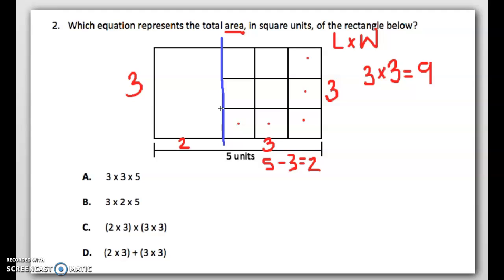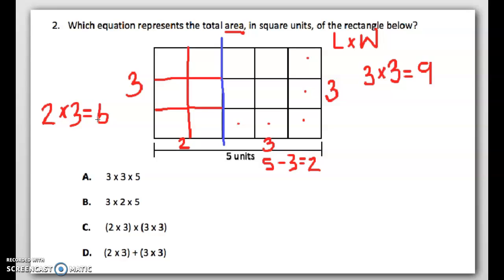Now, in order to make this a little easier to visualize, I'm just going to draw in the missing squares. Like so. There are 2 square units here and 3 square units here. Now, take a second using the formula for area, length times width, go ahead and find the area of the second side of the rectangle. So the length would be 2 times the width, just 3 units. We know 2 times 3 equals 6.